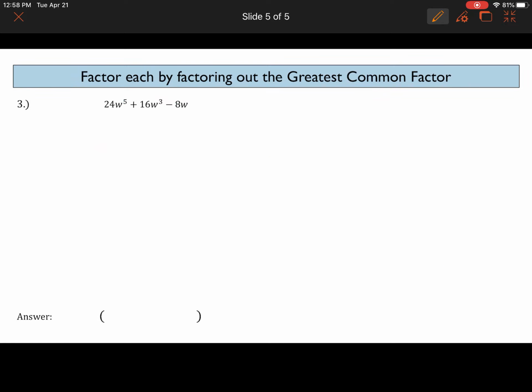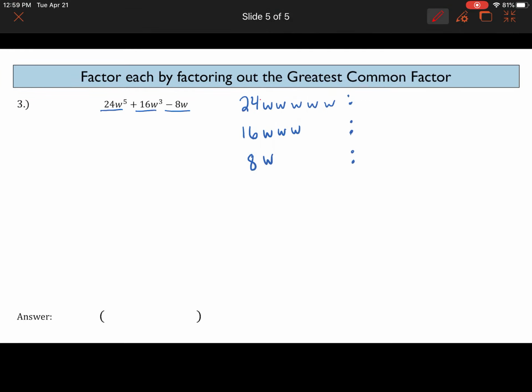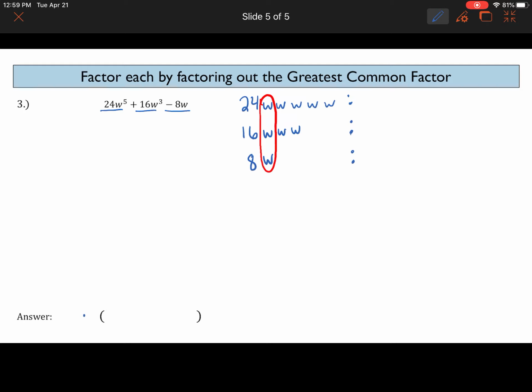Last one for today. Okay, then I think you guys will be set to go. Okay, I have three terms here now, not two. So I'm going to do the same thing. It works exactly the same. So I take 24 W's, there's 5 of them, 16 W's, and 8 W. Find your variable first. They all share at least one W, so that's part of my GCF. Goes outside the parentheses.